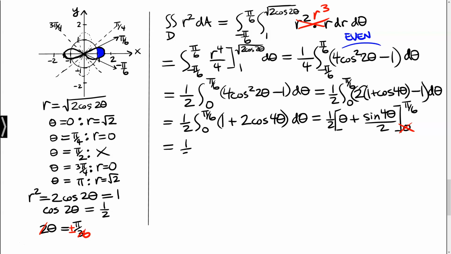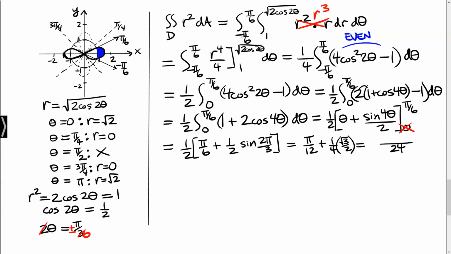So that's going to give me 1/2 pi over 6 plus, looks like it's going to be 1/2 sine of 2 pi over 3. Okay, so that's pi over 12 plus 1/4 times the sine of 2 pi over 3, which is root 3 over 2. So let's get a common denominator here of 24. 2 pi plus, I need to multiply 8 by 3, so 3 root 3.